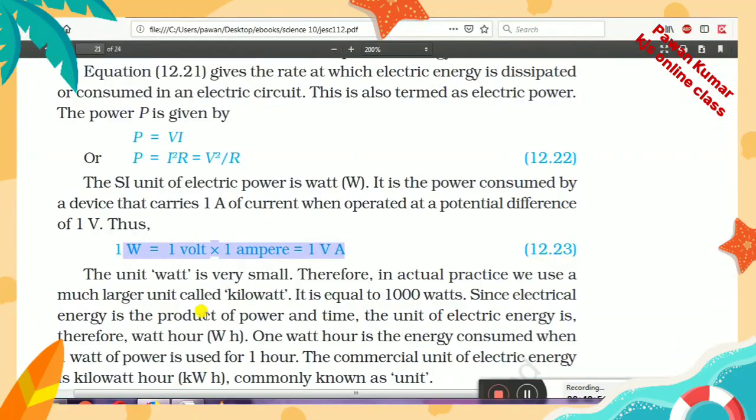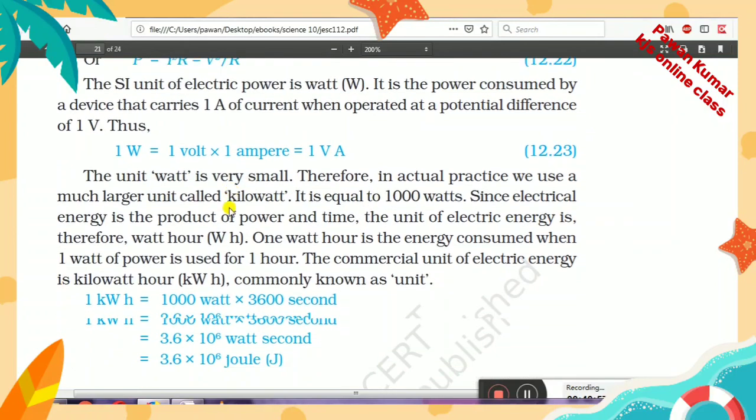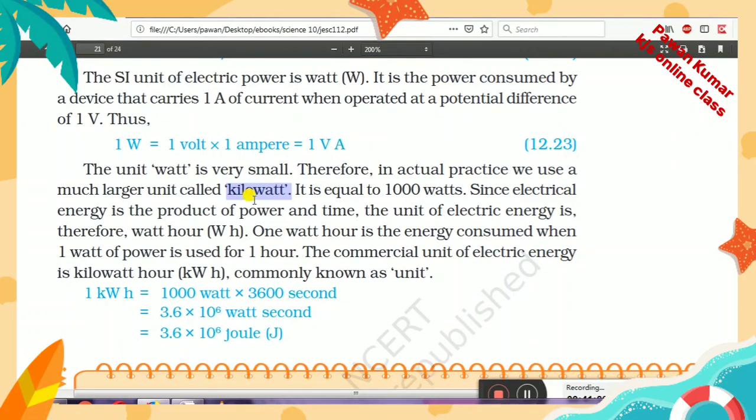Now after this, next topic. Let us come to the book. The unit watt is very small. So we can use higher units also, like kilowatt, or we can use megawatt also, which is not given here. In a kilowatt there will be 1000 watt.